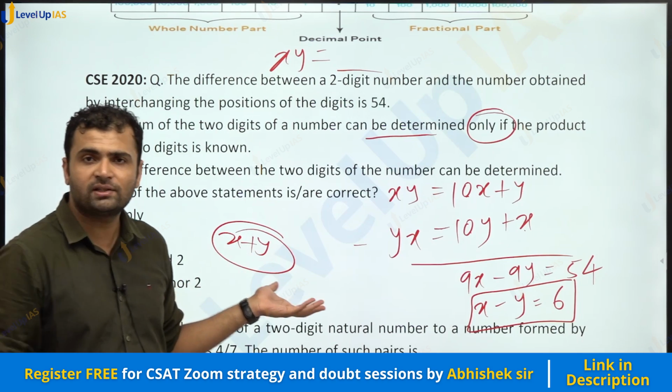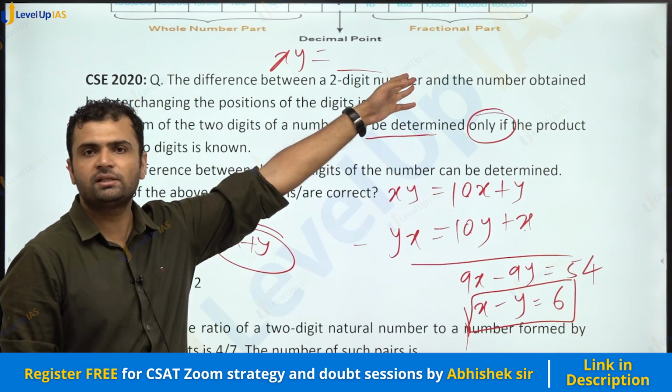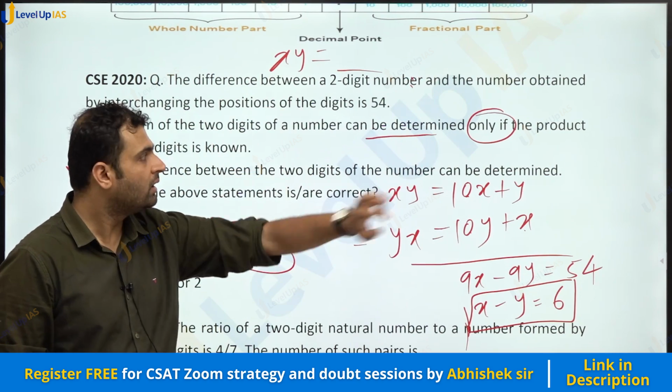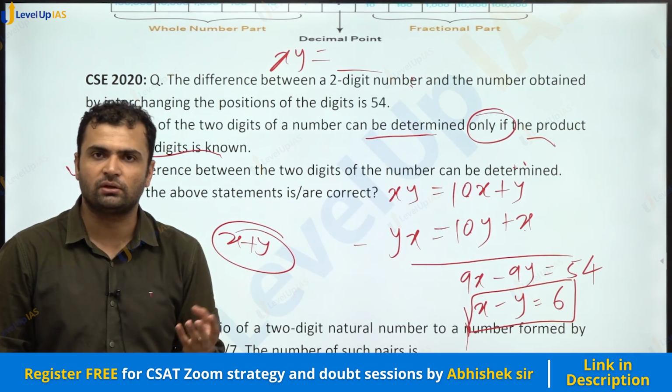But to find out x and y, which is two variables, we need two equations. One equation is already there in the statement of the question. We need one more. So this product of the two being known gives us one more equation. That is okay.